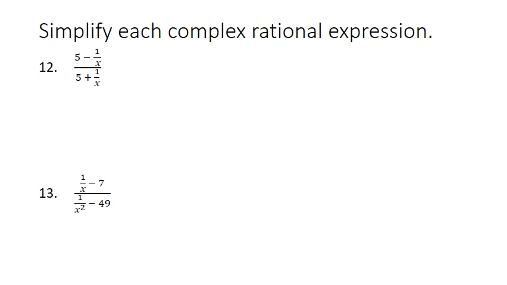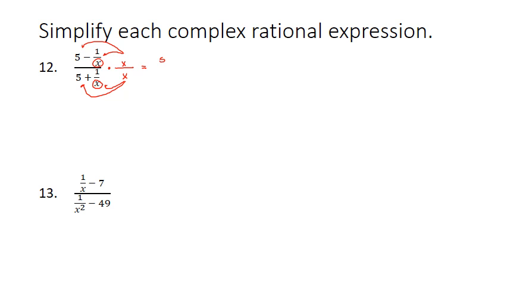On example number 12, you have 5 minus 1 over x, divided by 5 plus 1 over x. Your job is to get rid of those x's. If they are both the same thing as they are in this first one, all you have to do is multiply the top and the bottom by what that is, which is x. And you're going to multiply x by all 4 terms.